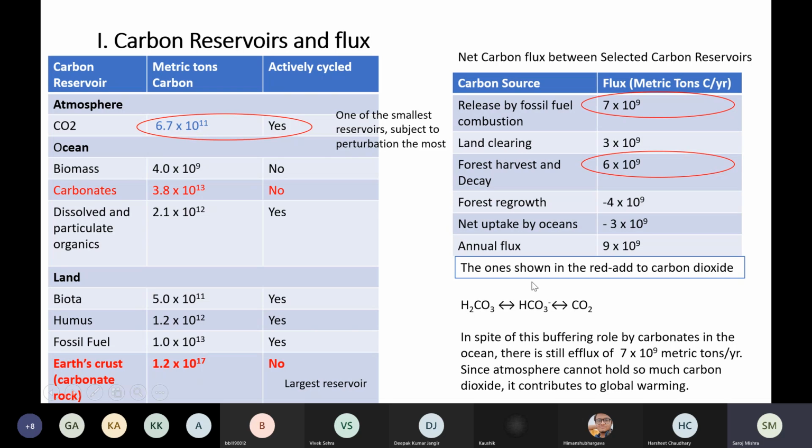But whatever may be the case, the atmosphere cannot hold so much carbon dioxide. This buffering is also only up to a certain level, and that's the reason why carbon dioxide is left behind in the atmosphere, and it contributes to global warming. So don't think there is no buffering occurring. There is a buffering of carbon dioxide, that is, it combines with water to give rise to carbonic acid or bicarbonates, which can become a part of the carbonate rocks. So there is a lot of buffering already, but apart from that, there is excess carbon dioxide, which leads to global warming.